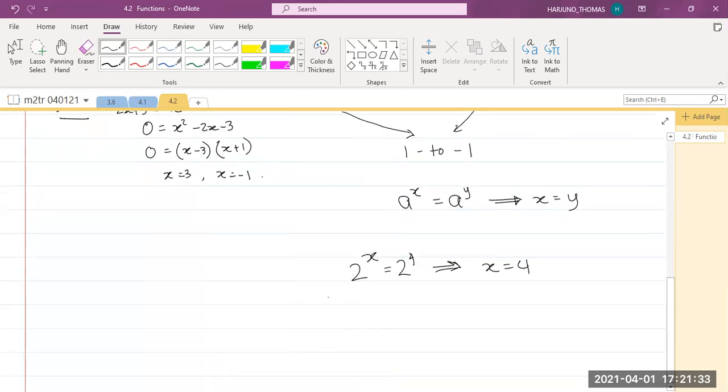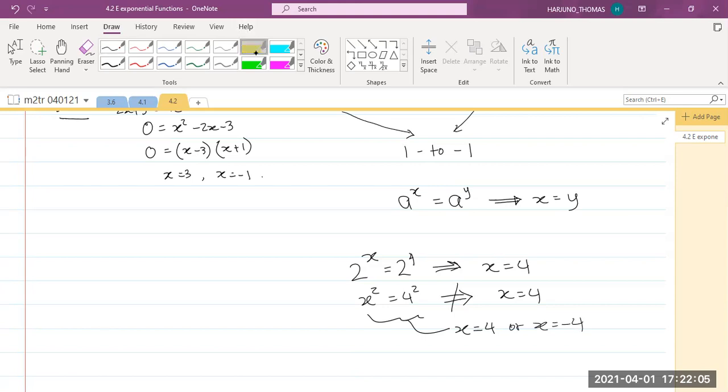However, x squared equals 4 squared does not imply x equals 4, because the square function is not one-to-one. x squared equals 4 squared. Does it mean x equals 4? No. The answer is that x equals 4 or x equals -4. You see, that's the power of one-to-oneness. If you see they have the same shoes, then it must be the same shirt.